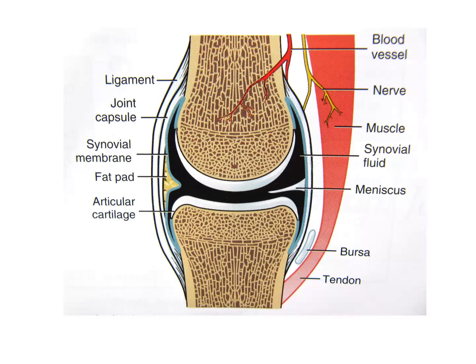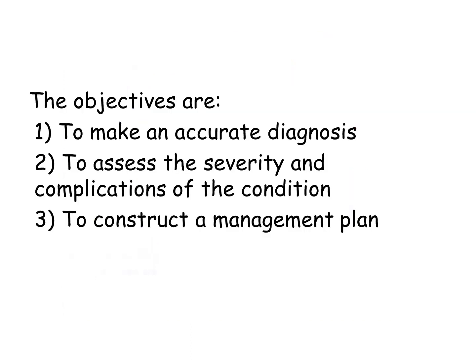joint, the ligaments, the intra-articular parts of the joint like the menisci, the synovial membrane, or the muscles associated with the joint, or the tendons, or the tendinous insertions, or the ligamentous insertions. So any part of this unit can be involved in patients who have got rheumatological disease.